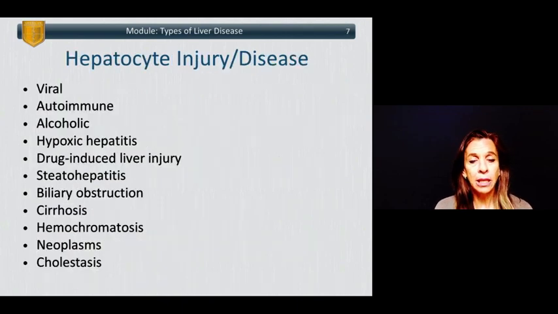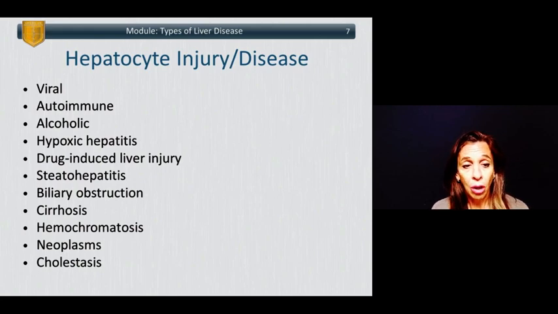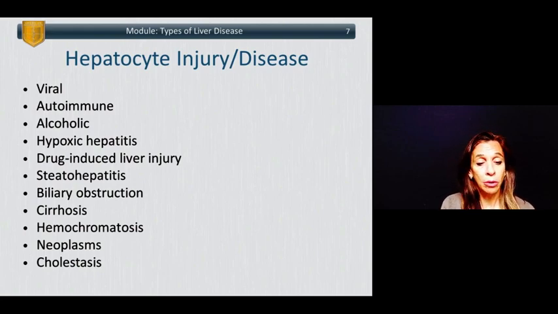So hepatic injury, hepatocyte injury and diseases can be secondary to viral infections, autoimmune conditions, alcohol, hypoxic hepatitis, drug-induced liver injury, steatohepatitis or fatty liver disease, biliary obstruction, cirrhosis or scarring of the liver, hemochromatosis or iron deposition in the liver, neoplasms, or cholestasis.